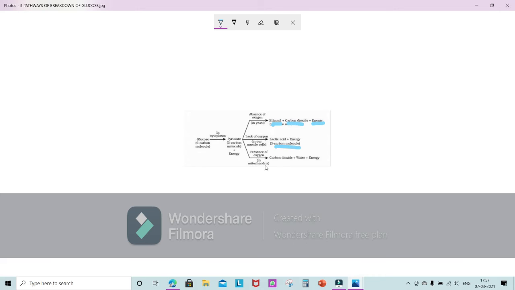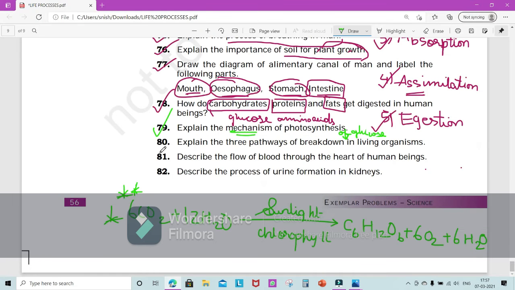Okay, this is the aerobic form of respiration, which usually takes place in our body. Of course, these two are expected in our body, and this is expected in the body of the yeast, right? Okay, so that's the thing. I think this is also done, very easy.